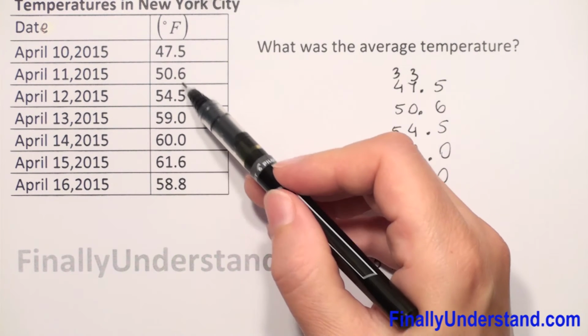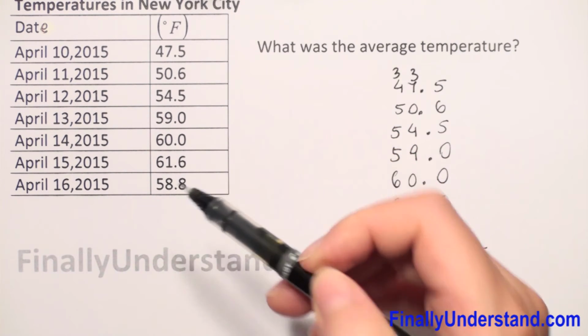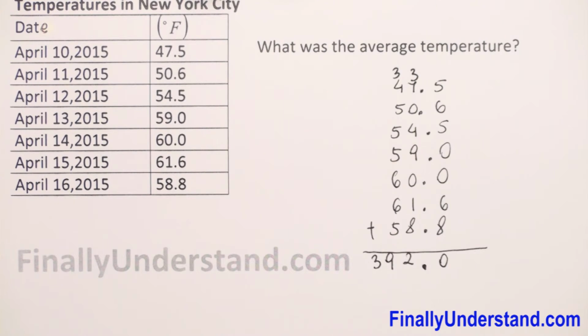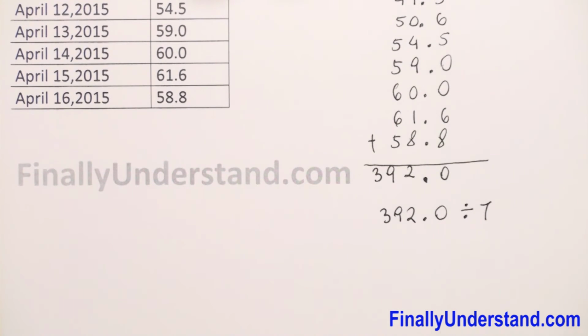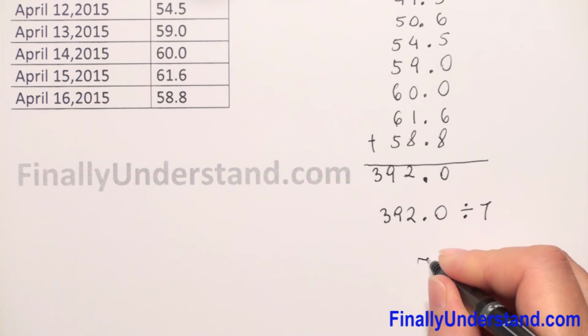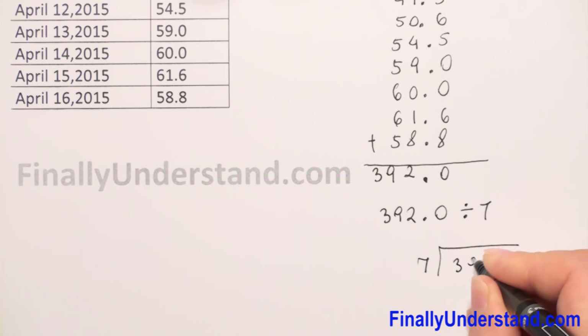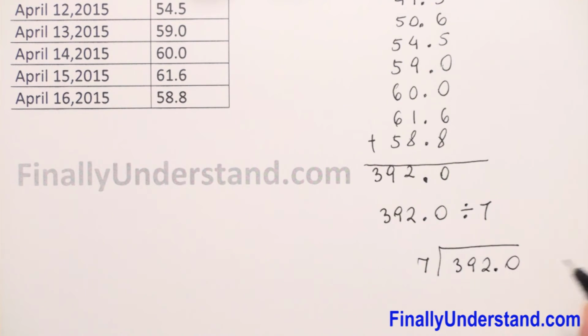So 1, 2, 3, 4, 5, 6, 7. We have 7 numbers. So we divide 392.0 by 7. The divisor is a whole number, so we can do long division. So it will be, let me set this, we have 7 and 392.0.